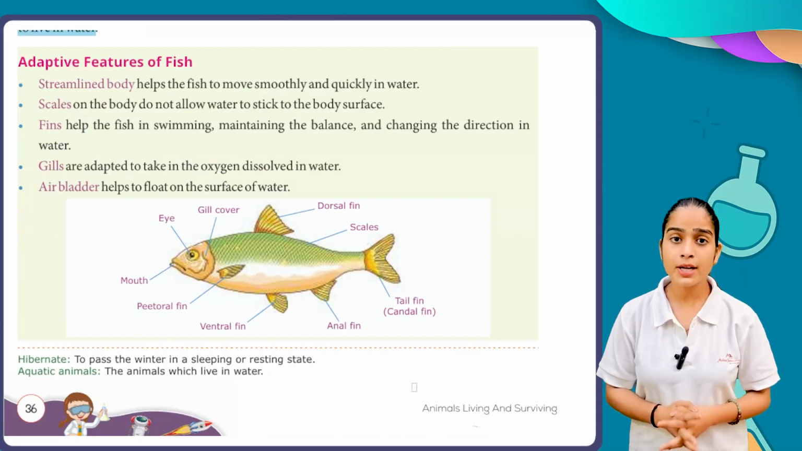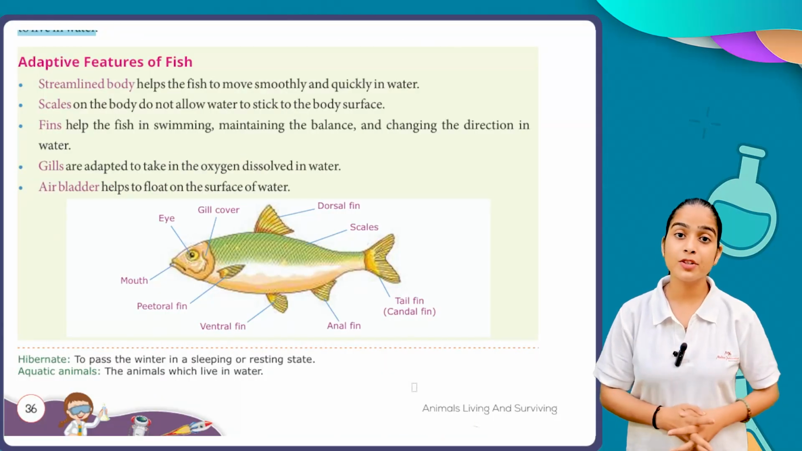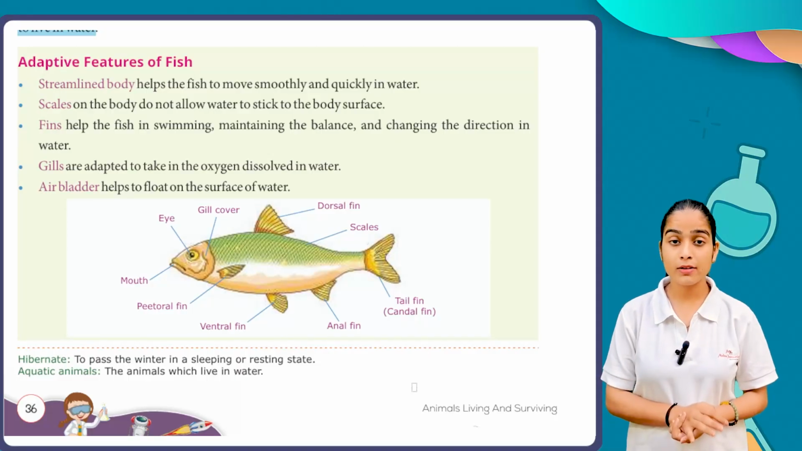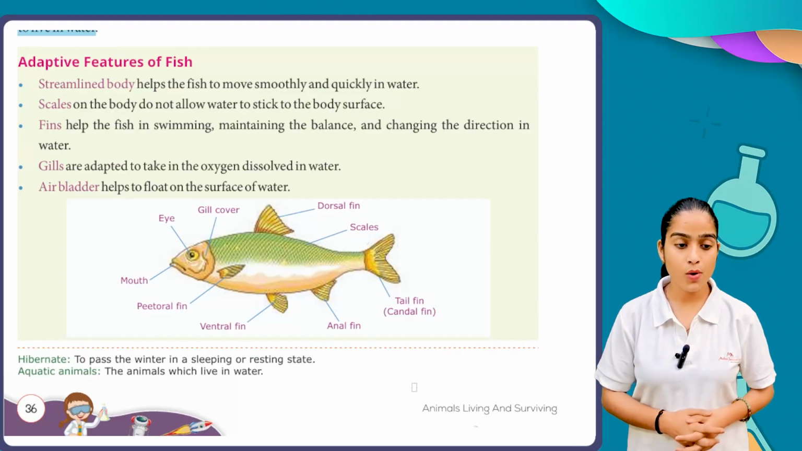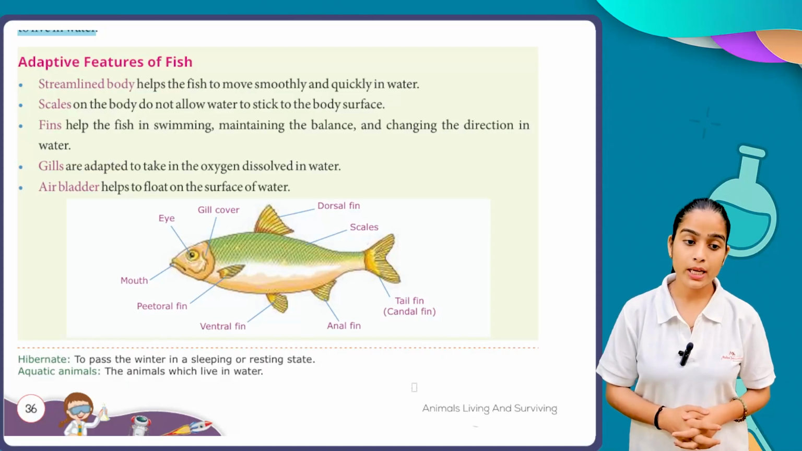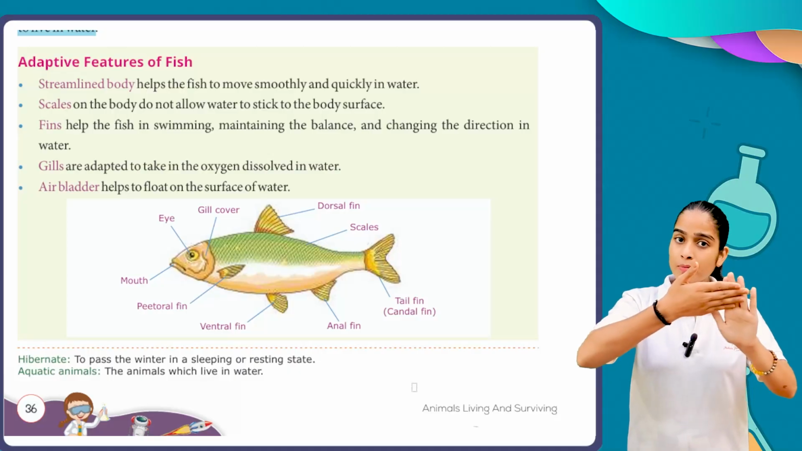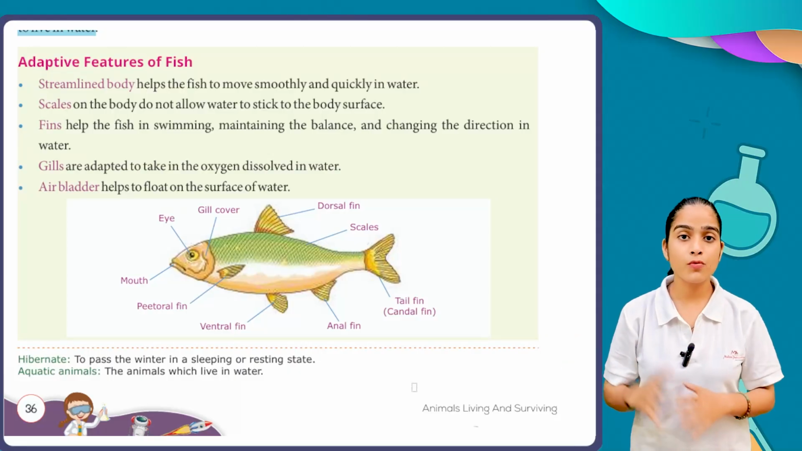Okay, so now we are going to discuss the adaptive features of fish. What are the features we have for the fish? So fish can live inside the water. The streamlined body helps the fish to move smoothly and quickly in water. So the streamlined body easily helps them to move from one place to another inside the water.